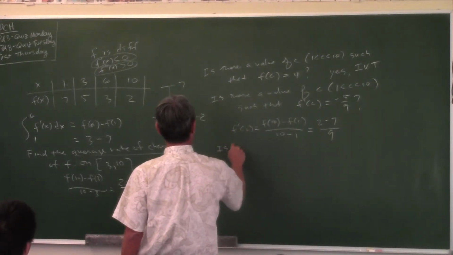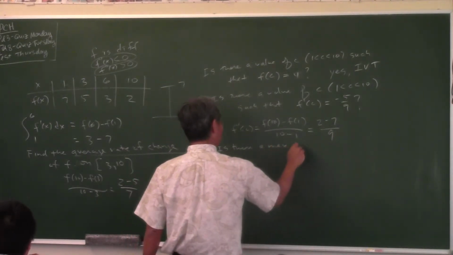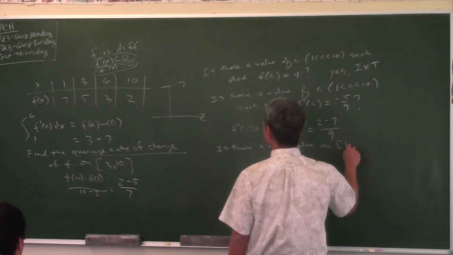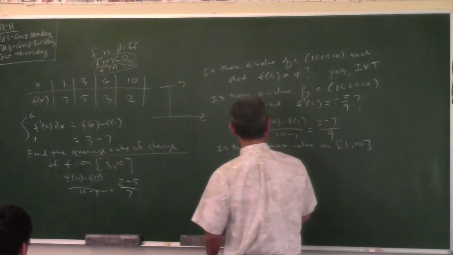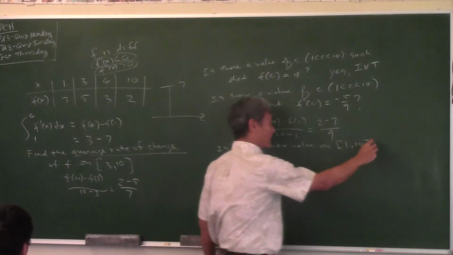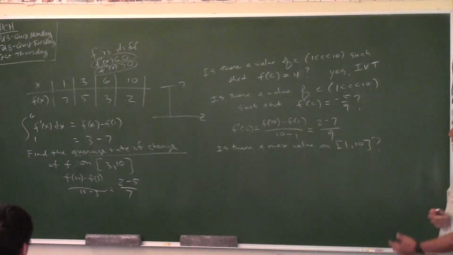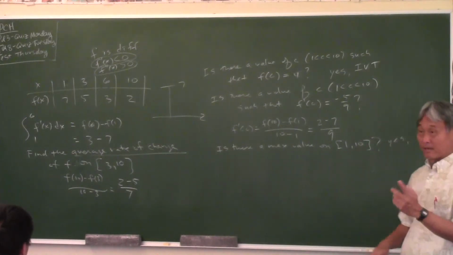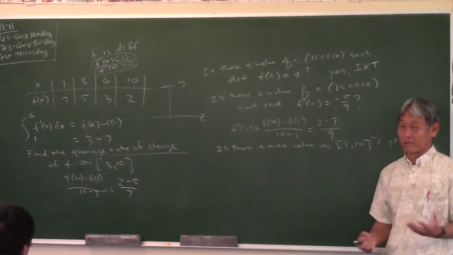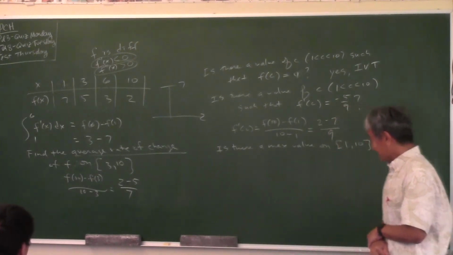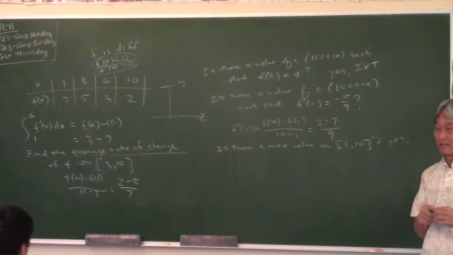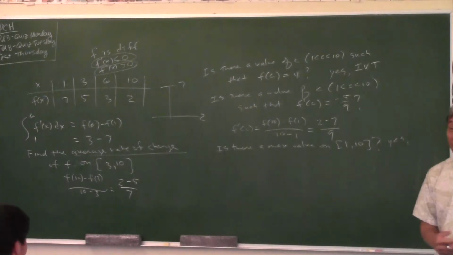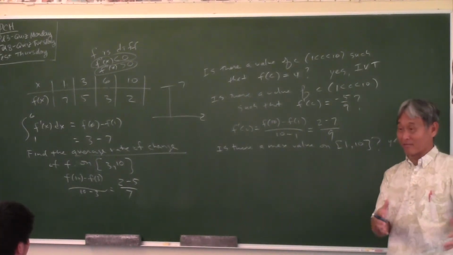Okay. Is there a maximum value on the interval from 1 to 10? Okay, the answer is yes. Correct. Now why? Is the answer ever no for any of these? Well, most of the time it's yes, but the important part is the reason. If you had to guess, you guess yes. Okay, but now why? This is gonna separate the 4s and the 5s, the sheep and the goats.